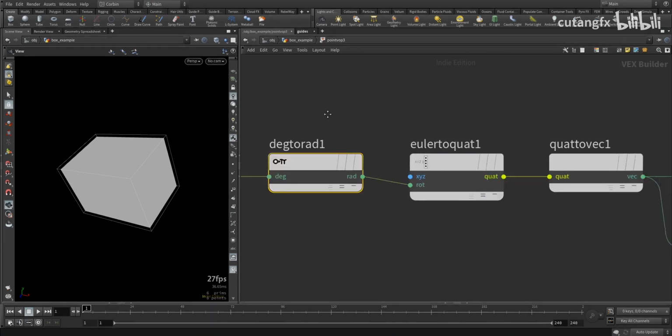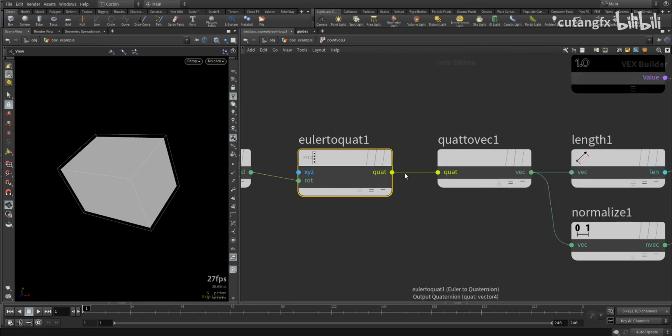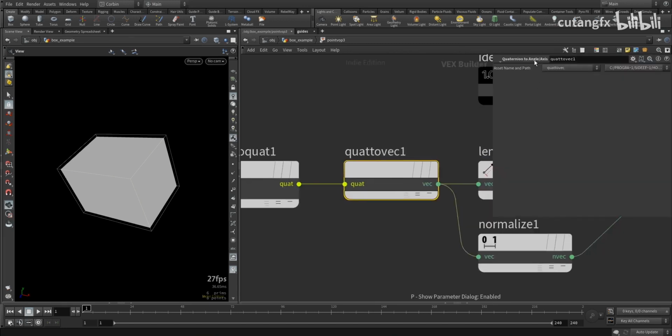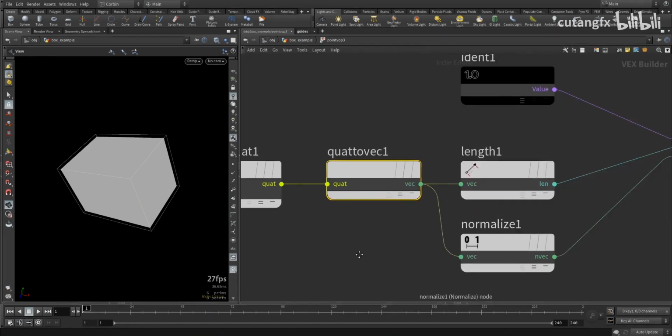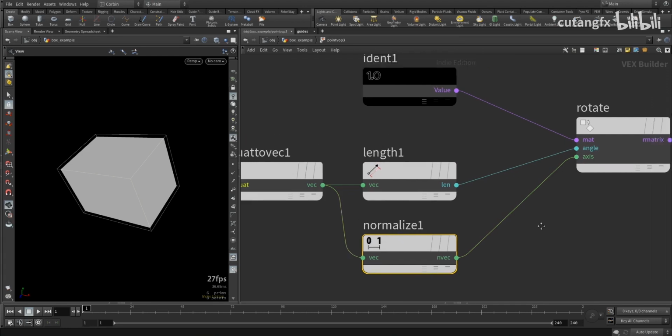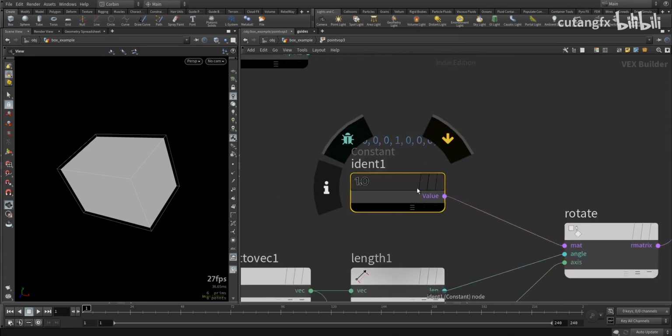Converting them to radians, feeding the radians into an Euler to quaternion, choosing the rotation order, and now we have a quaternion. We convert that quaternion into an angle and axis, the length of which determines the angle, and the normalized vector determines the axis. And we feed that in to rotate our identity matrix.